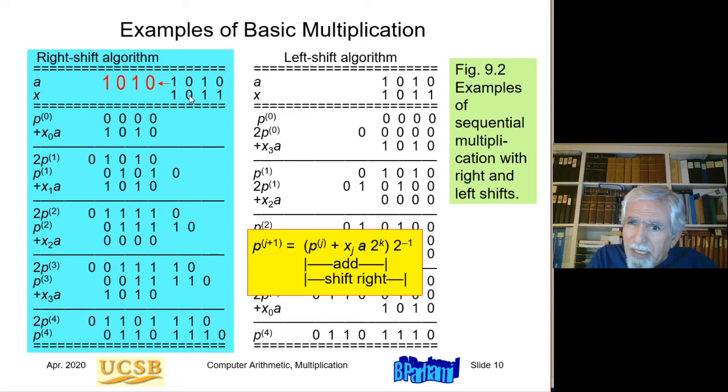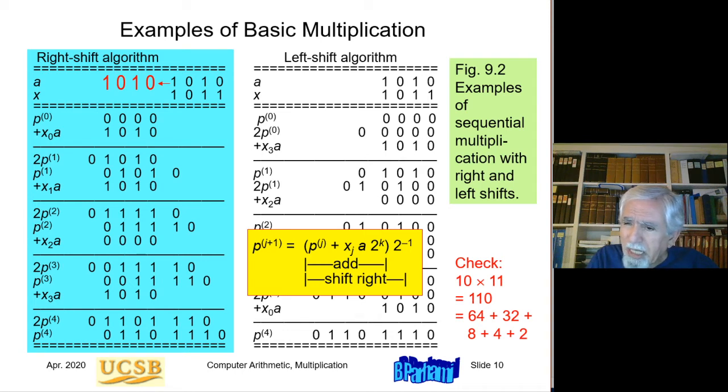The next bit of x is 0. So I add 0, no change in there. Again, extended by 1 bit, right shift. And finally, x3 times a is 1 times a. And then add, that's 1. 1 plus 1 is 0, carry 1. That 1 goes there, 1. And then right shift, and you get the result.